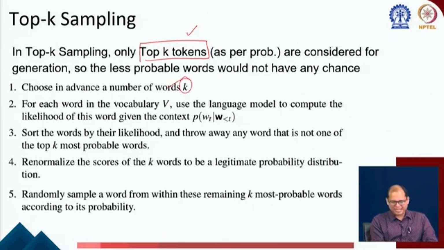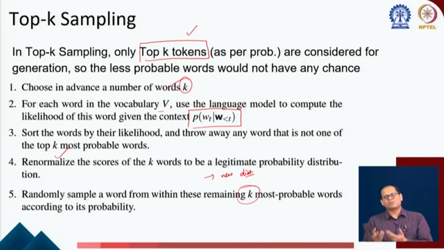So you choose K, and for each word in the vocabulary you compute the probability and you sort them, and find the K most probable words. That is what we were doing in beam search, but now you renormalize the score based on these K words. You have a new probability distribution, and you randomly sample a word from these remaining K words as per this probability distribution.